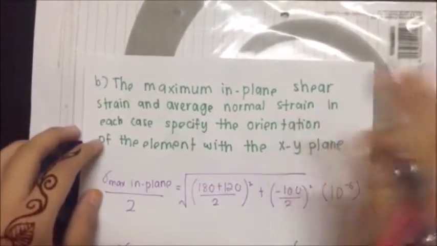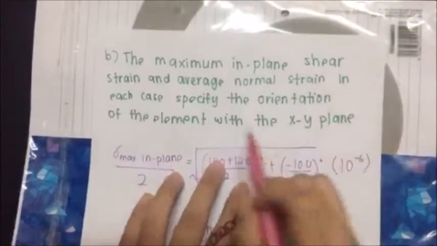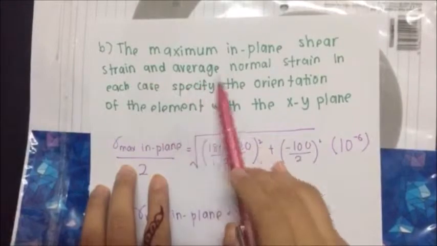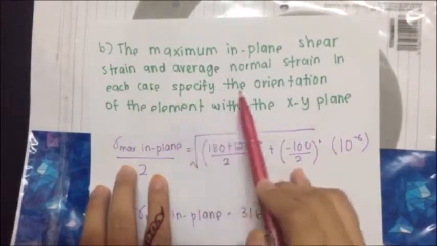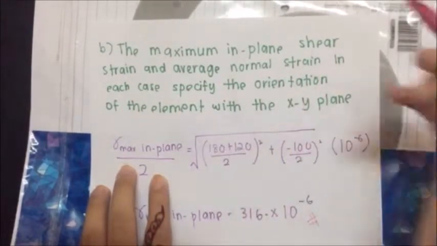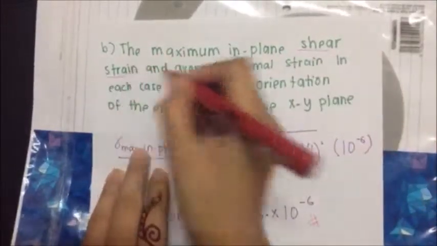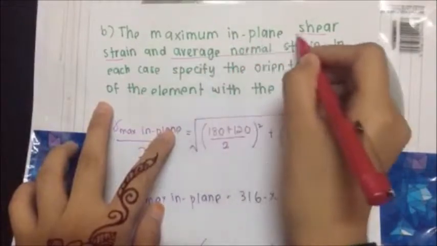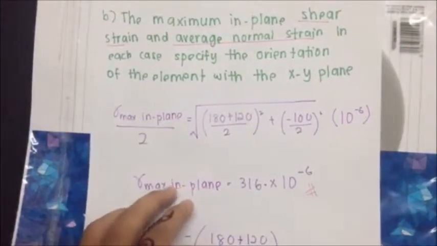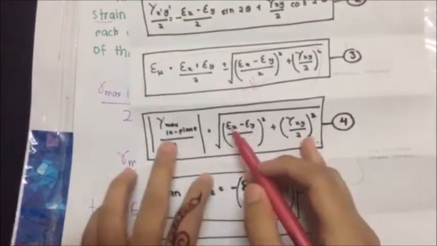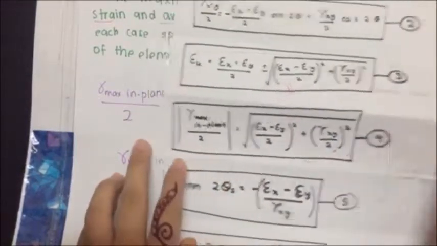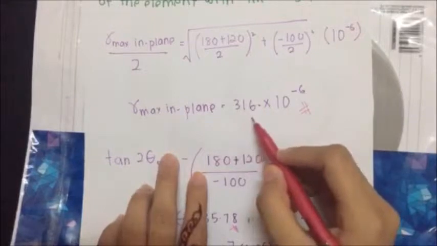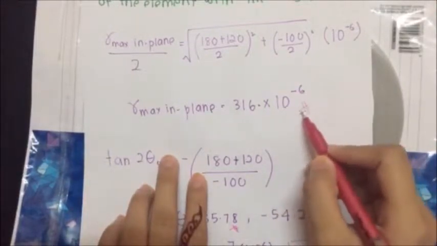Okay, moving on to the next question. The question asks for the maximum in-plane shear strain and average normal strain. In each case, specify the orientation of the element with the xy plane. It asks for the shear strain and the average normal strain. To find the maximum in-plane shear strain, we use this formula given. From this formula, you can just substitute the values given and we get the maximum in-plane shear strain, which is 316 times 10 to the power of negative 6.